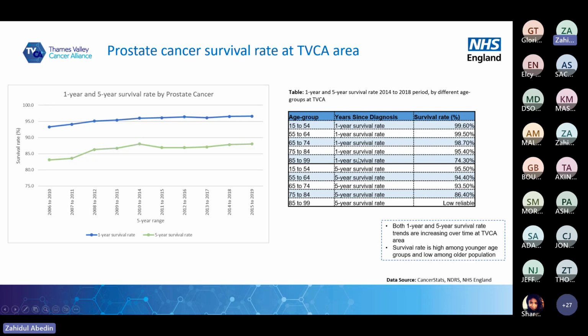And from the right-hand table, if you see the survival rate by age group, it is highest between 15 to 55. It's almost 90 over 99% for 1 year survival rate, and it is decreasing for older population. It is lowest between 85 and 99, around 75%. And the 5 year survival rate has a similar pattern. It is highest for younger age group, I mean, 15 to 55, and decreasing for older age population.